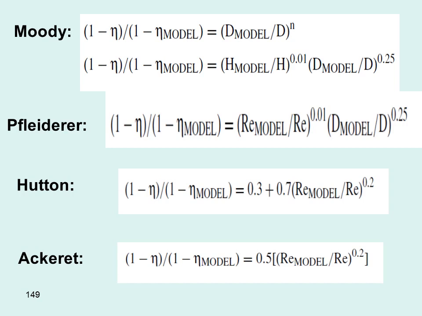As I think we call Eckert number, related efficiency of model with efficiency of turbine and Reynolds number of model and Reynolds number of turbine. Okay.